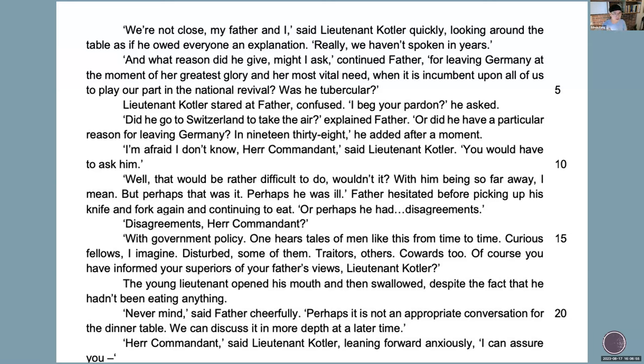Was he tubercular? Tubercular means, did he have tuberculosis, which is a disease. So father is basically saying, did he leave the country because he wasn't well? But of course, I think he's being sarcastic here, right? He's not really being considerate and kind. He's trying to be sarcastic.